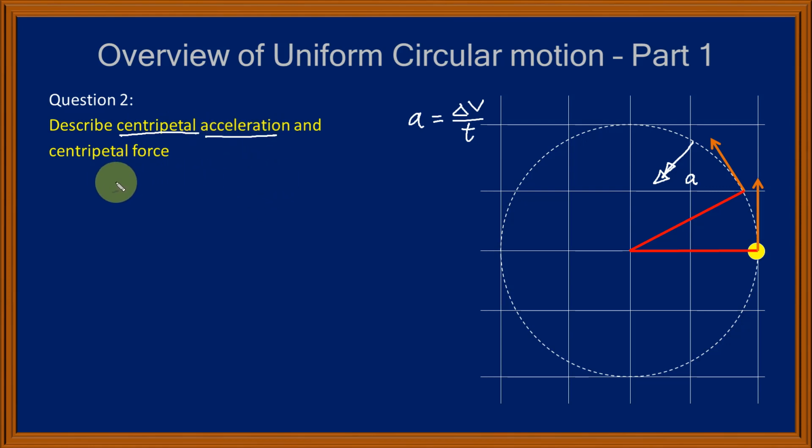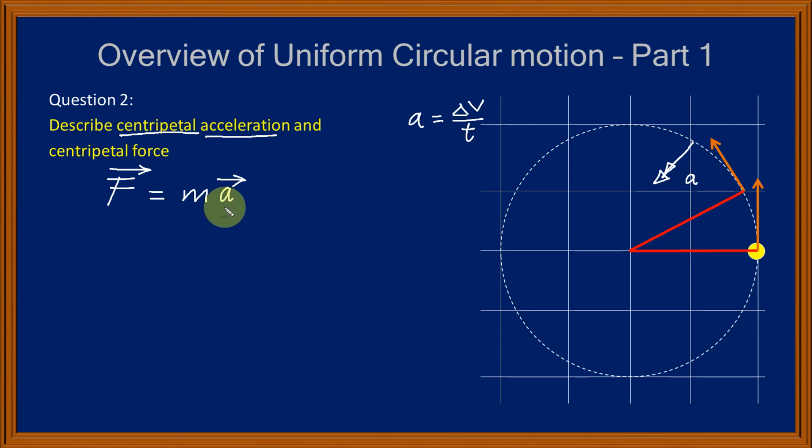And then from there, we want to talk about centripetal force. How do we bring in force? We know from Newton's second law of motion that any object which is accelerating must be experiencing a resultant force. And the direction of that force is the same as the direction of the acceleration which it produces.